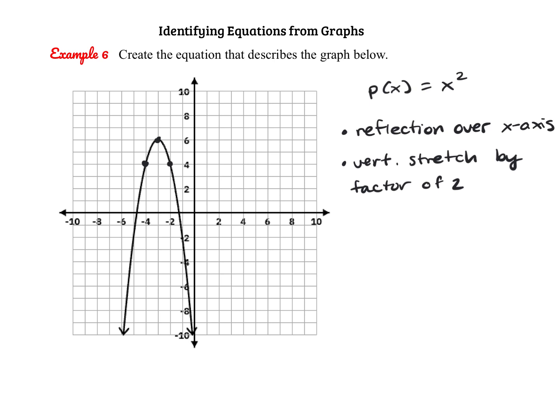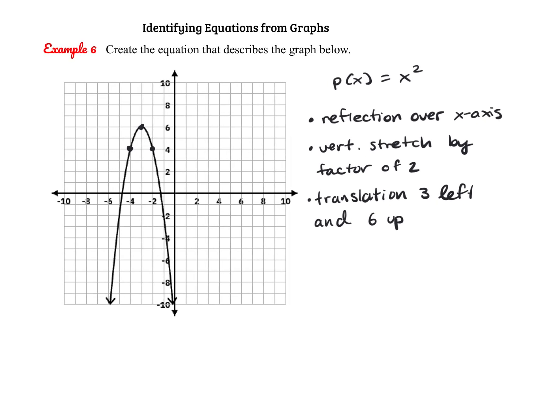Now there's one other type of transformation happening here. You could see that our entire graph has been shifted. We know from our parent function, the vertex of our parabola used to be at the origin, but we can see that that has moved 3 units left and 6 units up. So we have translation 3 left and 6 up. And of course, the left one is horizontal and the up one is vertical. So now we need to add all of these things into our function. So I'll call it f of x.